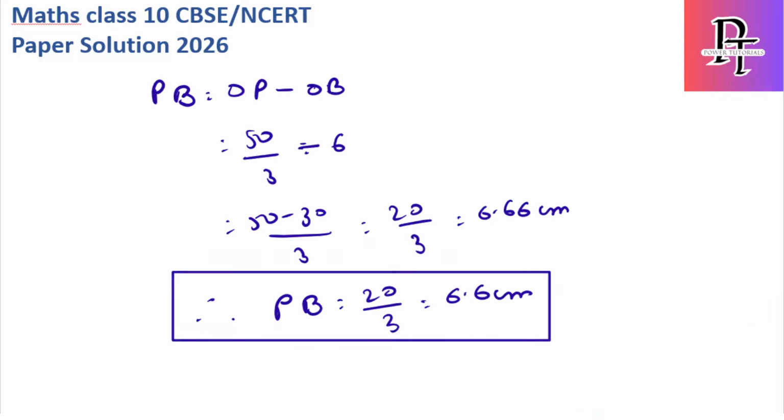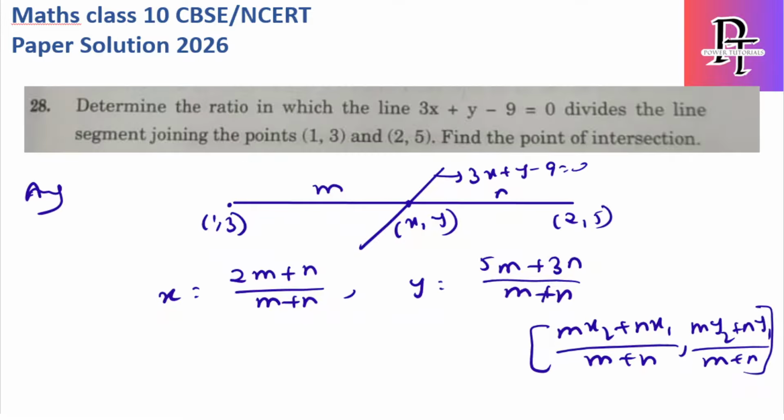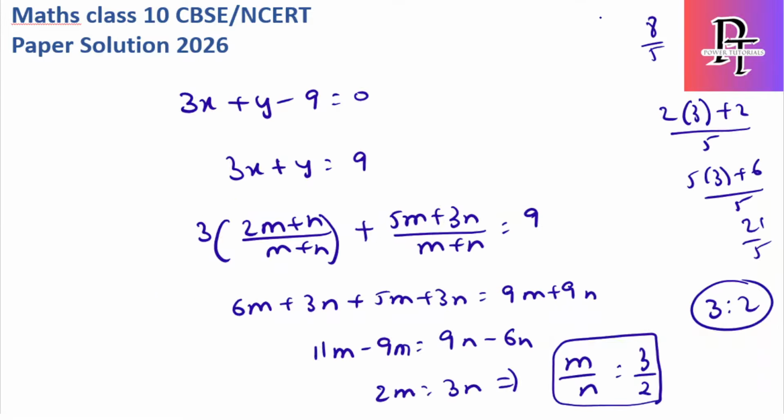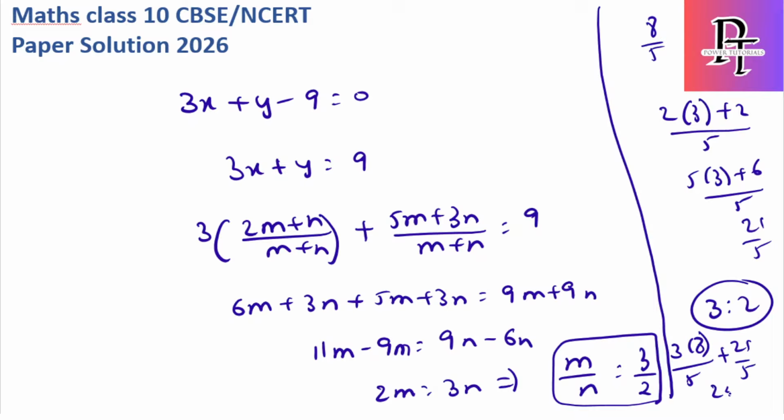Let's substitute in the equation 3x plus y. This is verification, not in the original question. So 3 into 8 by 5 plus 21 by 5. 3 times 8 is 24, 24 plus 21 is 45, and 45 by 5 is 9. So our equation and the values are correct, so the ratio answer is 3:2. Okay, let's move to the next question.